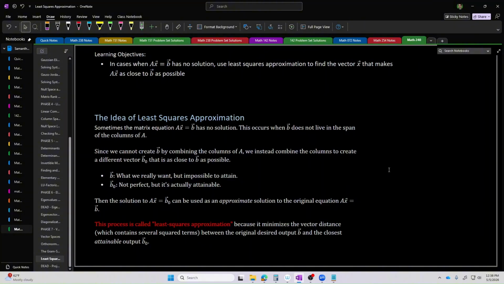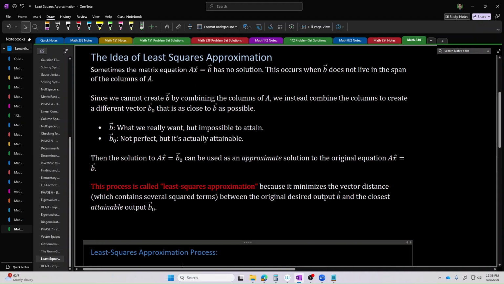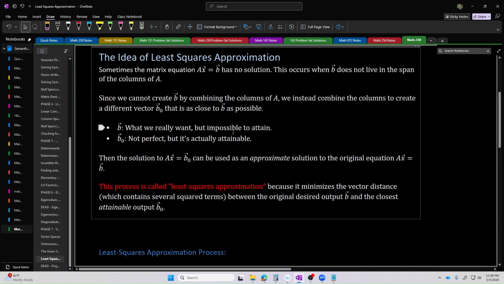So if you're in the situation where AX equals B has no solution, and it's not possible to actually create the vector B, is there a way to get as close as possible to B? Is there a way to produce an output, maybe call it B sub 0, that is as close to the desired output and the desired result as you can possibly get? So B represents what we would actually want, but something that is currently impossible to obtain. The vector B0 is an imperfect approximation to that result, but it's something that's actually attainable.